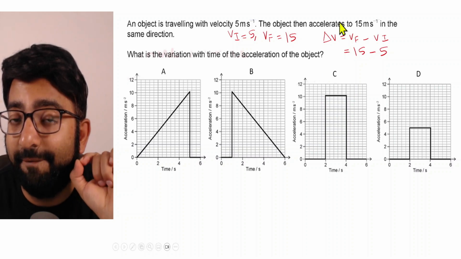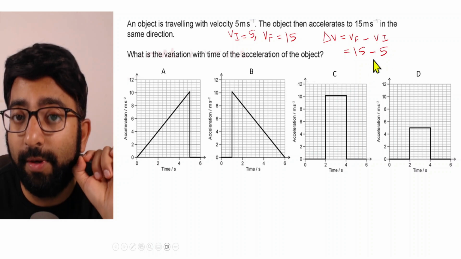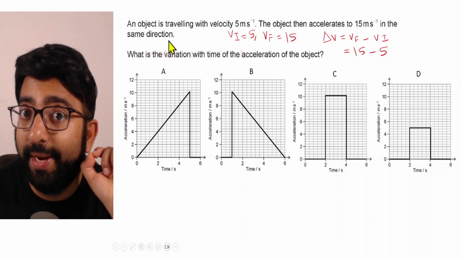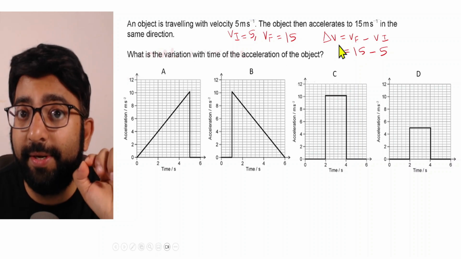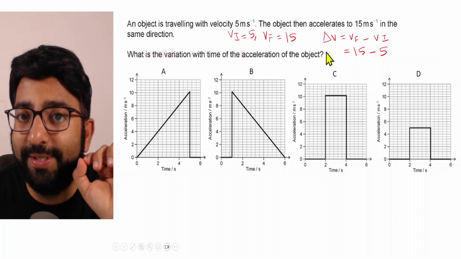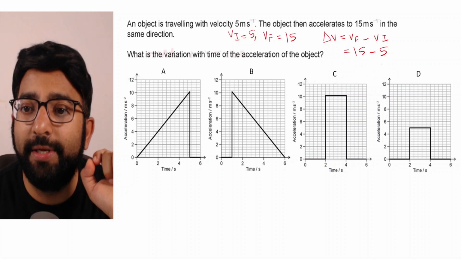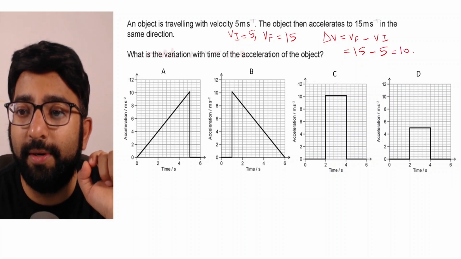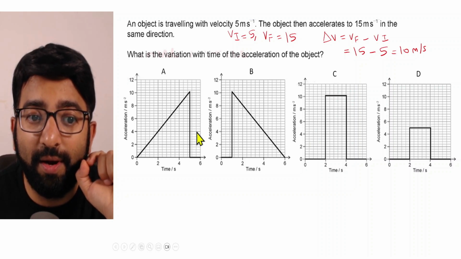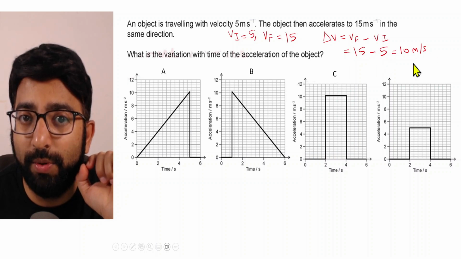Now remember, velocity is a vector quantity. We have not taken signs into consideration here because in the question they have specified that the velocities are in the same direction. So whenever the question specifies this information, then signs do not have any role to play. Change in velocity will still stay the same. So in this case, change in velocity will be 15 minus 5, which will get us 10 meters per second. Now, all we need to do is try to figure out the area under the graph for all the four options and then check which area is equal to 10.